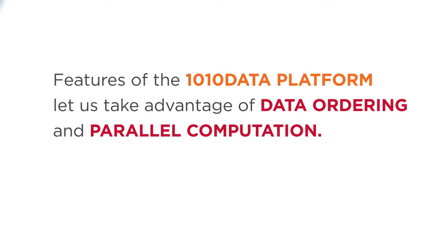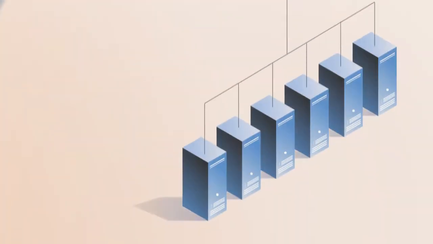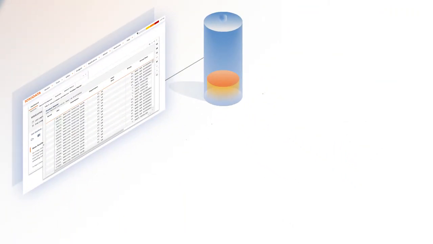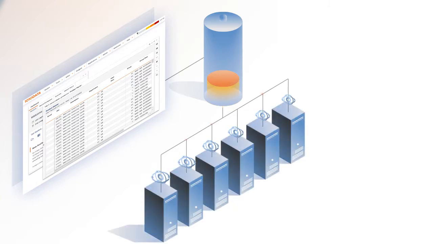Features of the 1010 data platform let us take advantage of data ordering and parallel computation. You benefit most from parallel processing when an analytical platform manages user interaction and clusters subresults. This is handled by a process called the accumulator, which assigns tasks to subprocesses. Each user session has one accumulator and multiple subprocesses distributed over a cluster of machines.